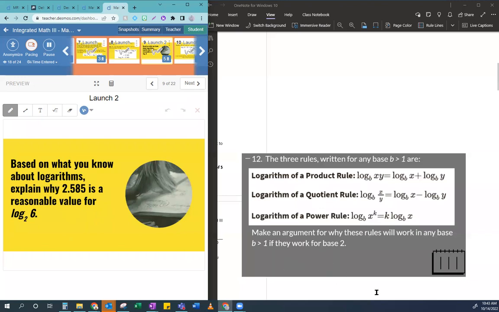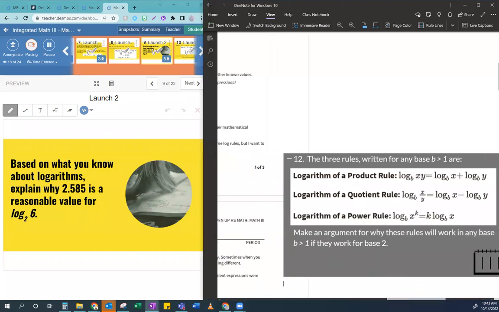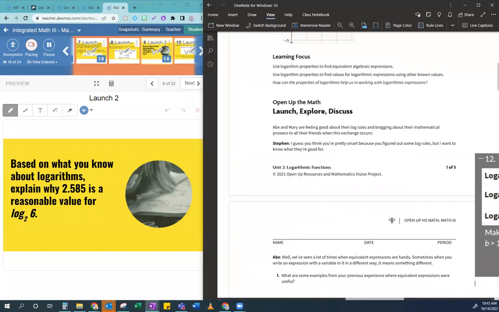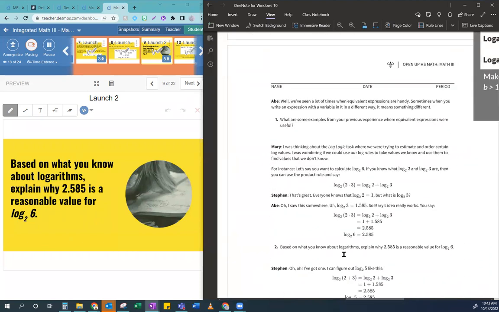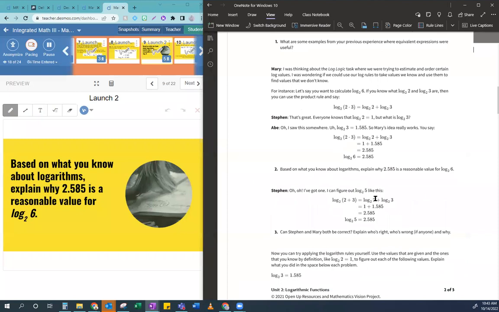Moving on. Based on what you know about logarithms, explain why 2.585 is a reasonable answer for log base 2 of 6. Okay, so I kind of explained it already, right? But let's go through this. How do you know that 2.585 is a reasonable answer for log base 2 of 6? What do you know about log base 2?